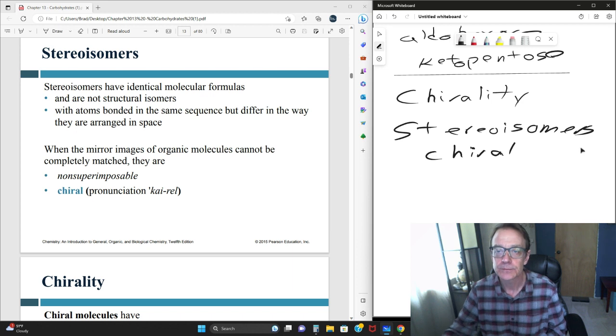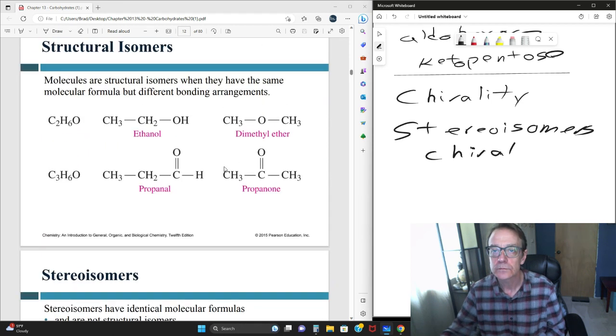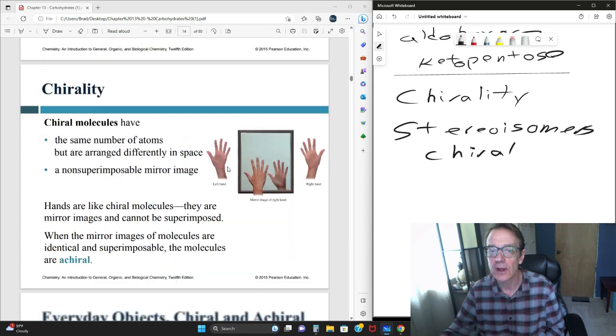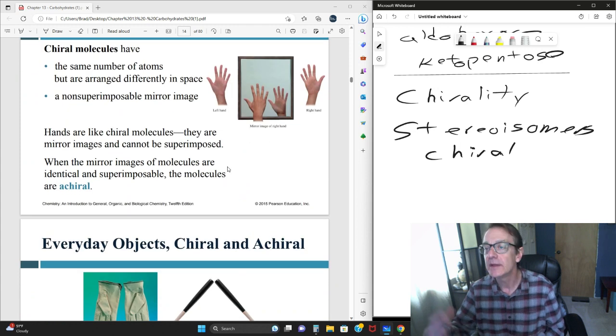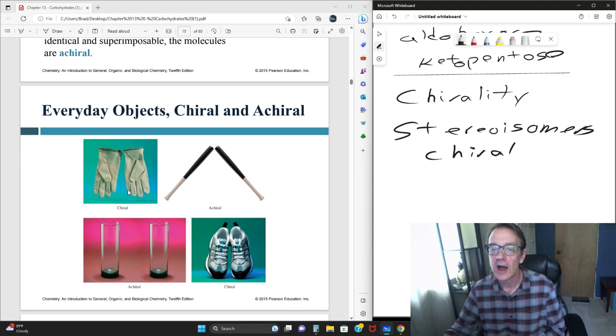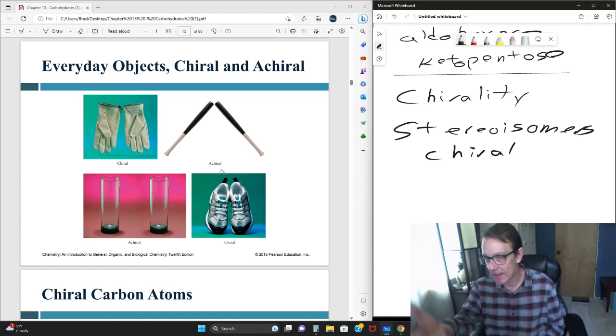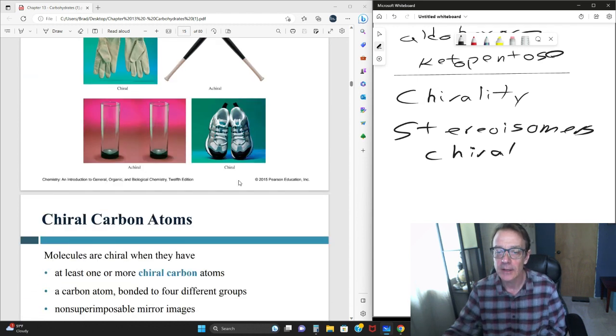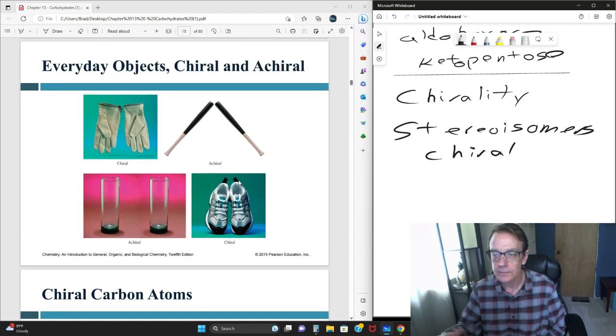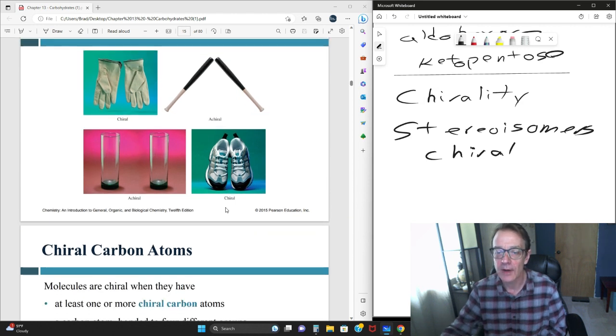Okay. And I'm going to come back to structural isomers. So chirality, mirror images, superimposable, non-superimposable. So a pair of gloves, chiral. A pair of shoes, also chiral. There's handedness. A pair of baseball bats is the example they use here. You can totally take the mirror image of a baseball bat and superimpose it on itself. Okay? So that's the basic idea on chirality.